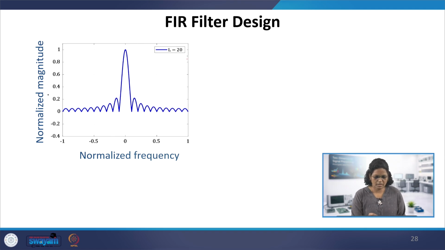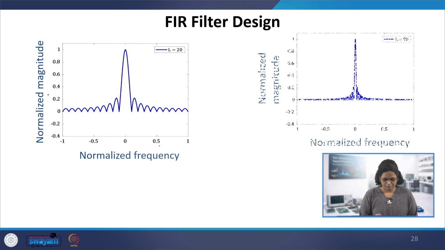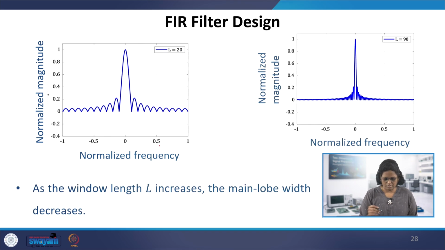So if we take L as 20 samples, the main lobe width of the case is this, and as L increases, the number of samples increases, then the main lobe width decreases. That is the case for L equal to 90, we can see very well here. So as the window length increases, the main lobe width decreases. That's the point to be noted.